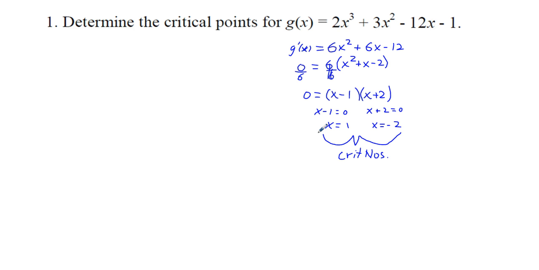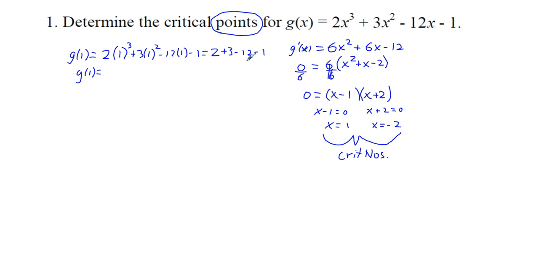Okay? And we're going to use these critical numbers to help us determine what the critical points are. And the first one, we're going to use that 1, so we're going to find g of 1, and we'll just substitute 1 for x in the original function, so 2 times 1 cubed plus 3 times 1 squared minus 12 times 1 minus 1. And we're going to get 2 times 1 cubed is 2, plus 3, and then minus 12, and then minus 1. So we're going to have g of 1 is equal to 5 minus 12, that's -7, minus 1 is -8.